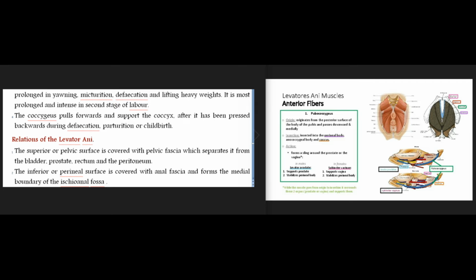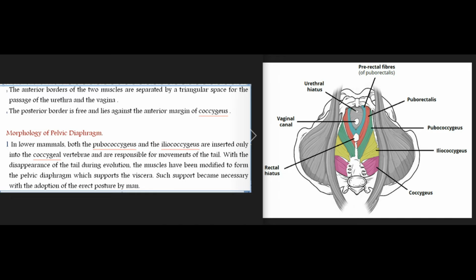The inferior or perineal surface is covered with anal fascia and forms the medial boundary of the ischio-anal fossa. 3. The anterior borders of the two muscles are separated by a triangular space for the passage of the urethra and the vagina. 4. The posterior border is free and lies against the anterior margin of coccygeus.